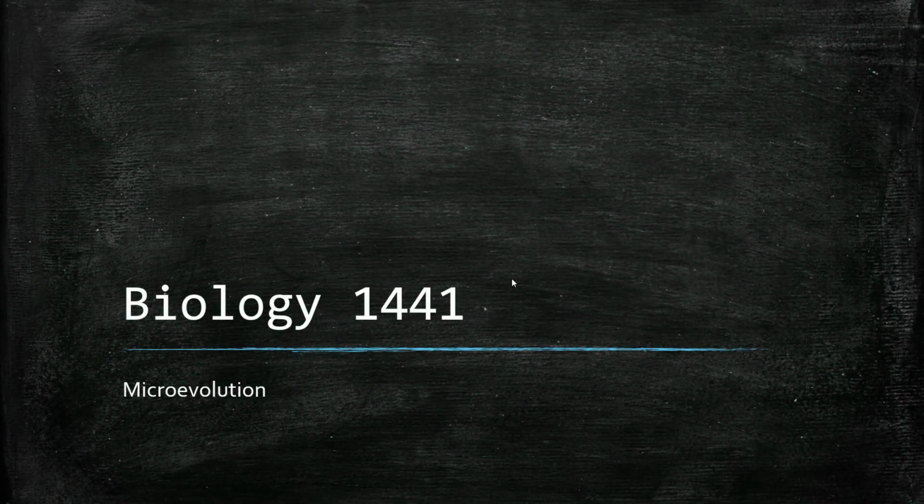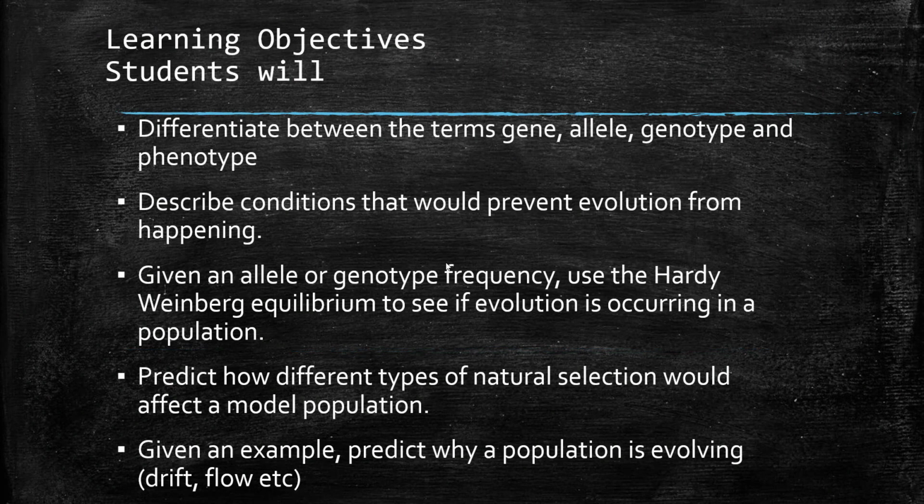Hey everybody, we're going to now talk about the chapter on the evolution of populations, or microevolution. I believe it's chapter 21. So a few learning goals that I have in mind for this chapter: I hope you'll be able to differentiate, and you should be able to do this one already, between the words gene, allele, genotype, and phenotype.